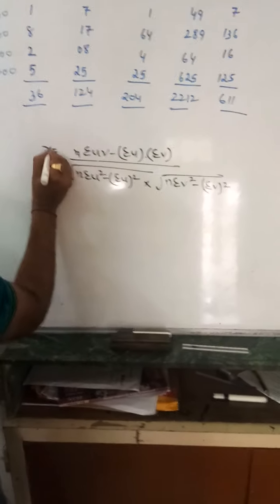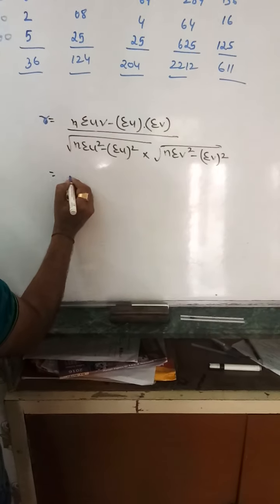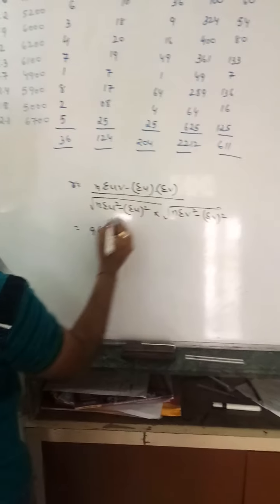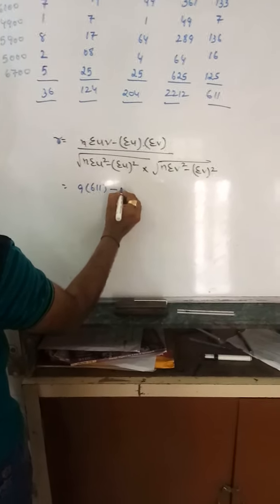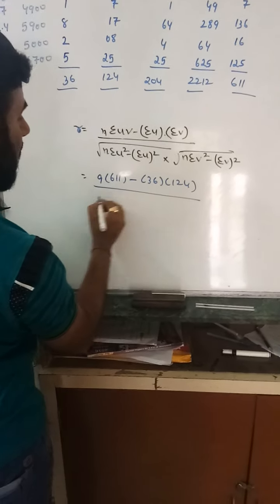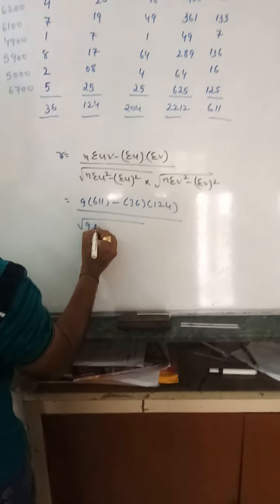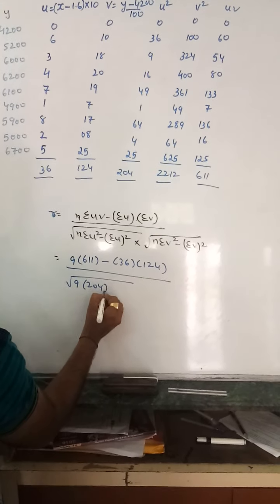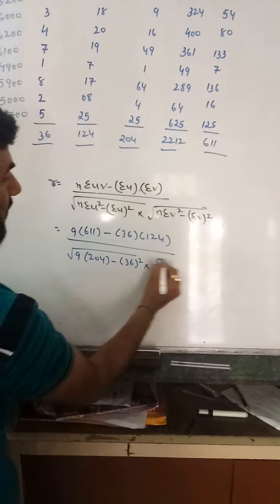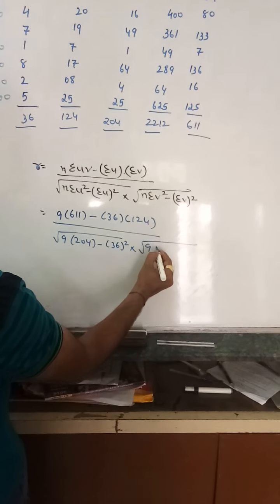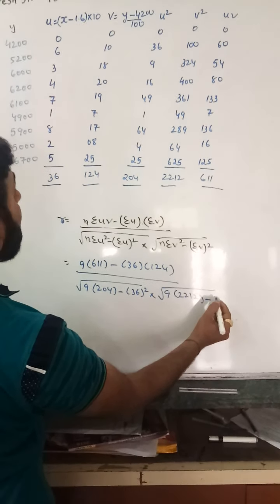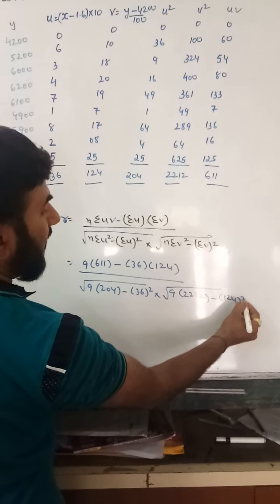Putting the values in the formula. N is our 9, now 9 pairs are there. Sigma uv 611 minus sigma u 36 times sigma v 124, upon under root 9 times sigma u square 204 minus u whole square, that is 36 whole square, into n is 9, sigma v square is 2212 minus v whole square, that is 124 whole square.